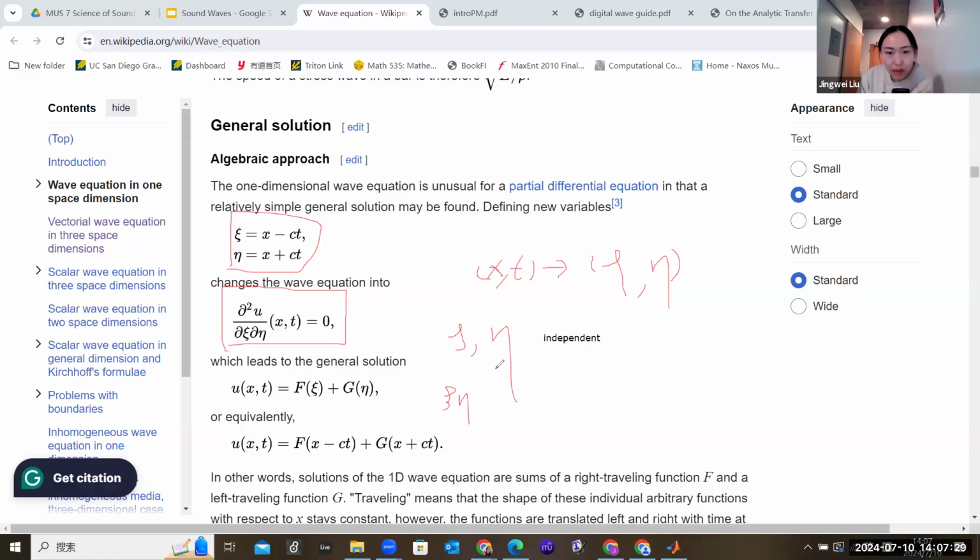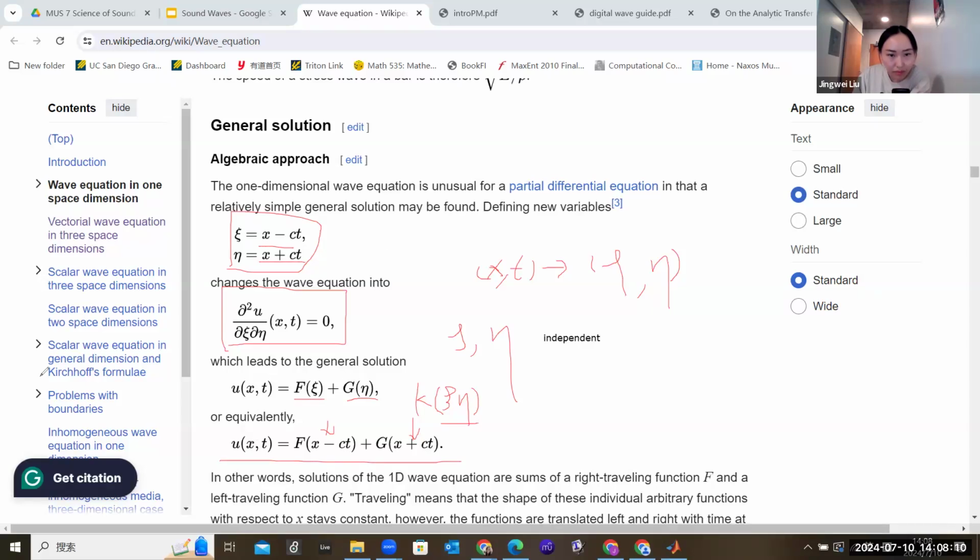If they were not independent, there would be some other function, let's say K, of ξ and η. That would mean there is some correlation between ξ and η, but because they are independent, from this expression we can write them separately. So there's no correlation, no relationship between ξ and η. Therefore, we can derive this. ξ equals x minus ct, and η equals x plus ct, and then we get this expression. And this is the general solution for the wave equation.